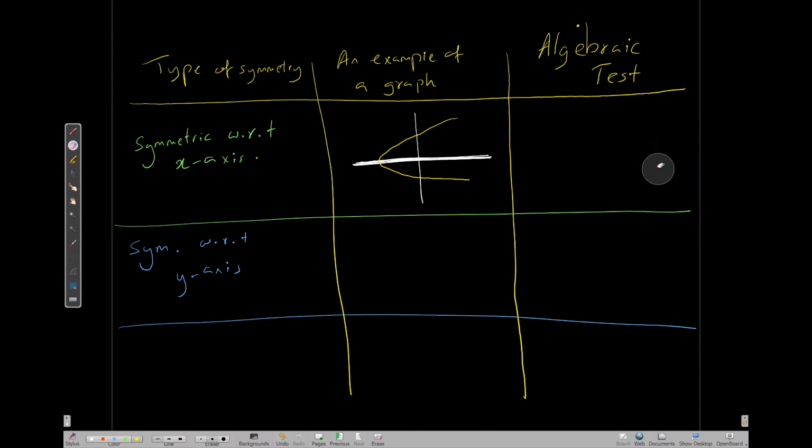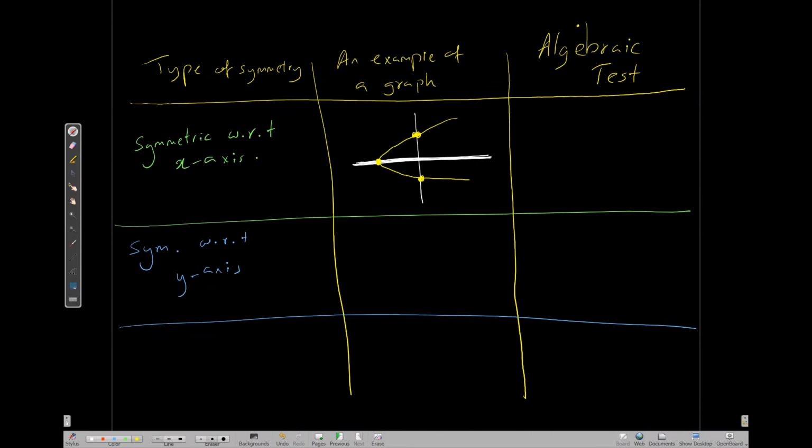So the idea is this. It's symmetric with respect to x-axis. If you look at this point, that point has some x coordinate, in this case a negative number, comma 0. But most importantly, look at these two coordinates.